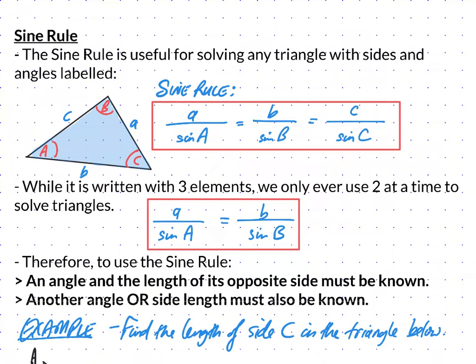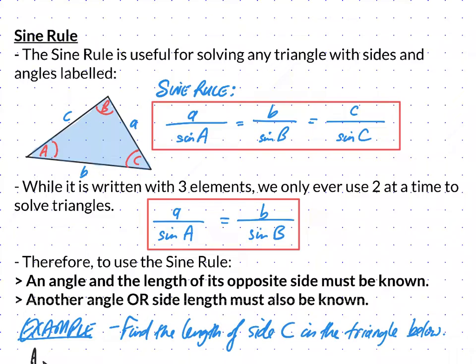And so the sine rule is this: the side length a over the sine of the angle A is equivalent to the side length b over the sine of the angle B, which is also equal to side length c over sine of the angle C. Now we always write it like this because that is a true statement for any triangle, but we only ever use two at a time to solve these triangles. So you're only going to ever see something like this.